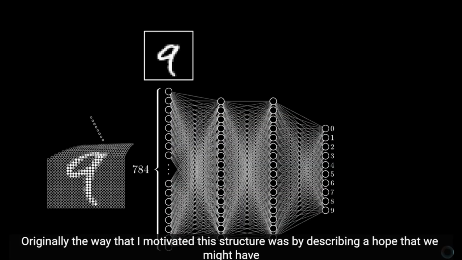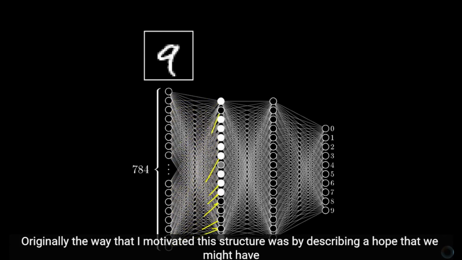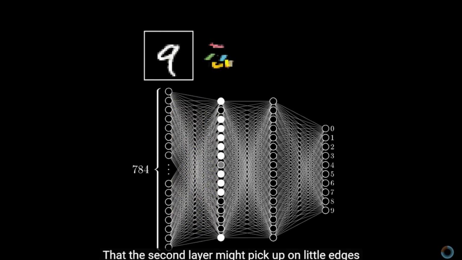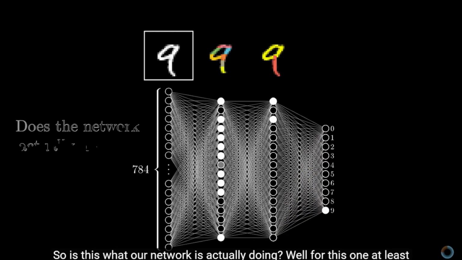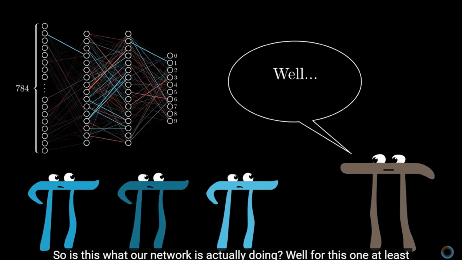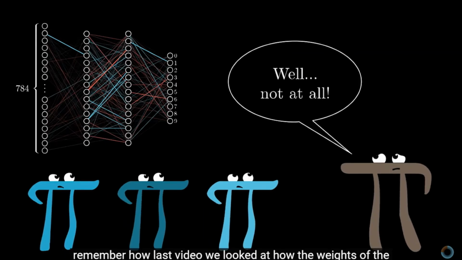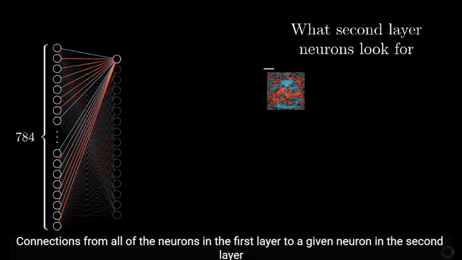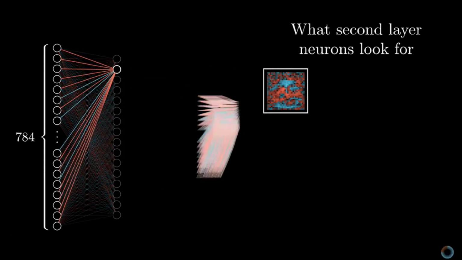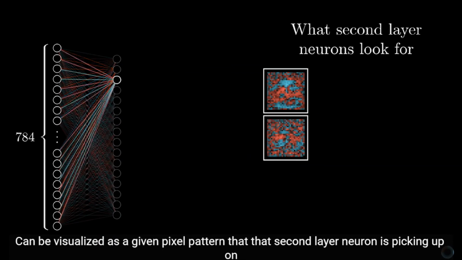Originally, the way that I motivated this structure was by describing a hope that we might have. That the second layer might pick up on little edges, that the third layer would piece together those edges to recognize loops and longer lines, and that those might be pieced together to recognize digits. So, is this what our network is actually doing? Well, for this one at least, not at all. Remember how last video we looked at how the weights of the connections from all of the neurons in the first layer to a given neuron in the second layer can be visualized as a given pixel pattern that second layer neuron is picking up on?